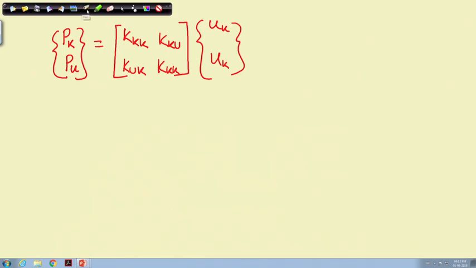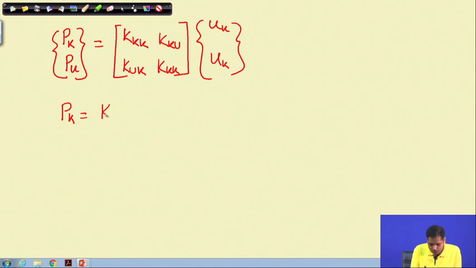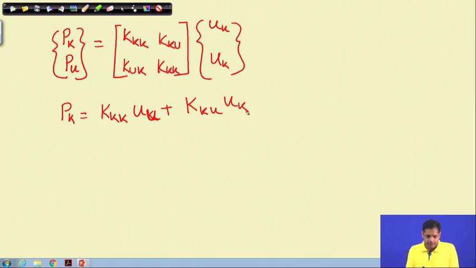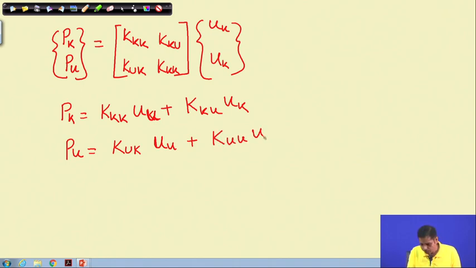So we have this, right. Now, if we have this, then can we write P_k equals K_kk into U_k plus K_ku into U_u. Similarly, P_u, which is unknown, is equal to K_uk into U_k plus K_uu into U_u.